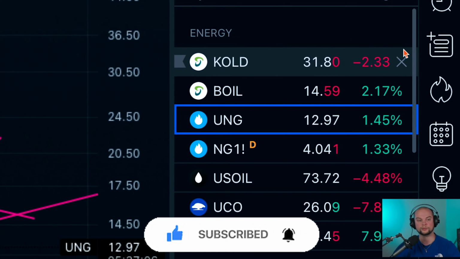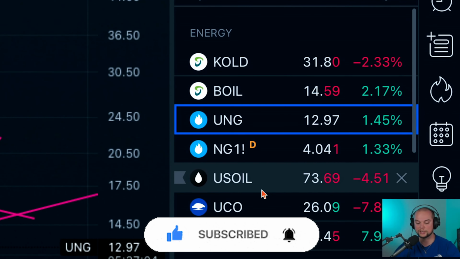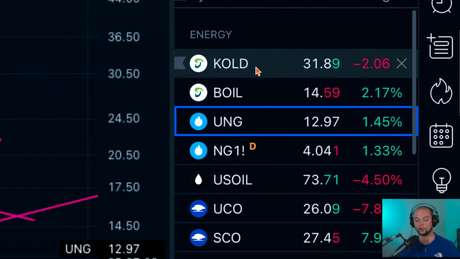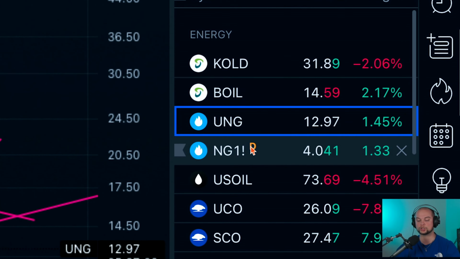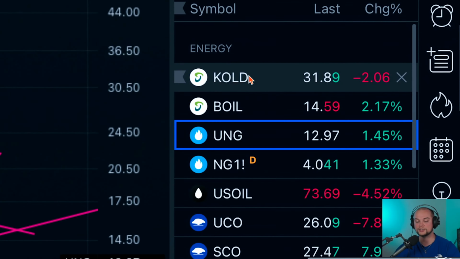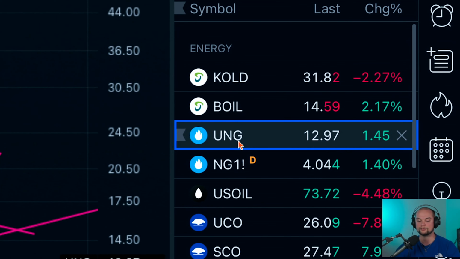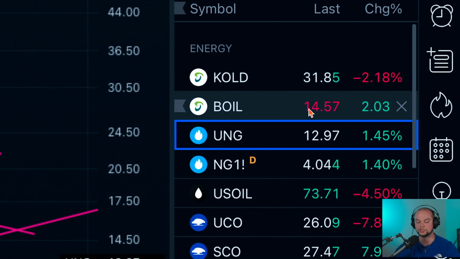So for those of you who don't know, I've got some oil names down here. You can just ignore those for now. But here, KOLD and BOIL. KOLD and BOIL are triple leverage ETFs. KOLD is to the downside, so this is a way that you can short the price action of natural gas. And then BOIL is a way that you can actually long that.